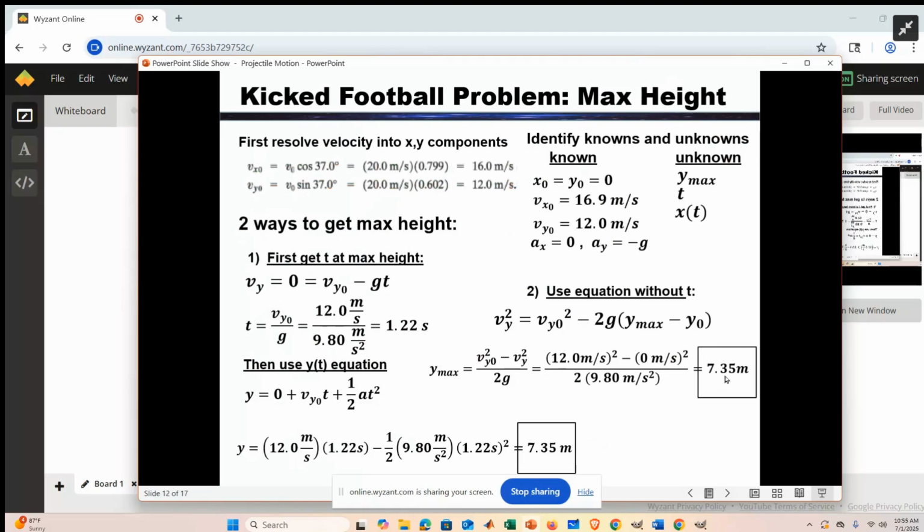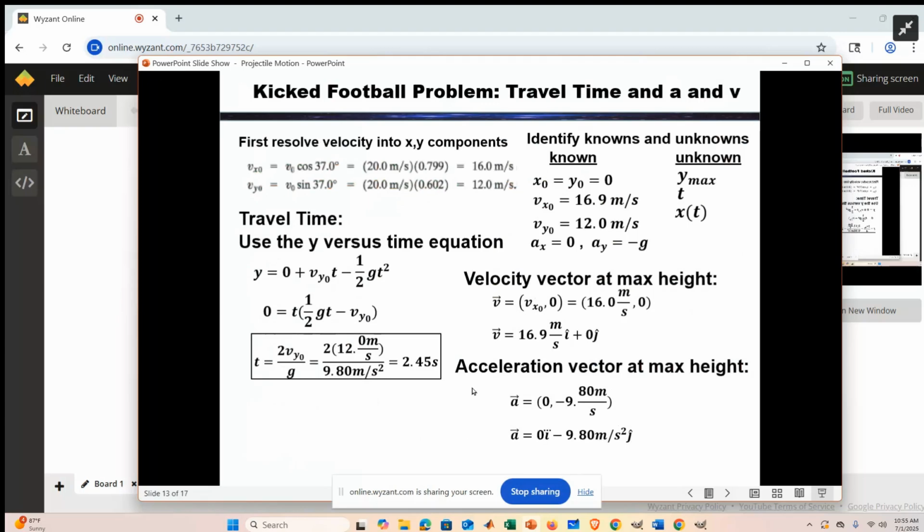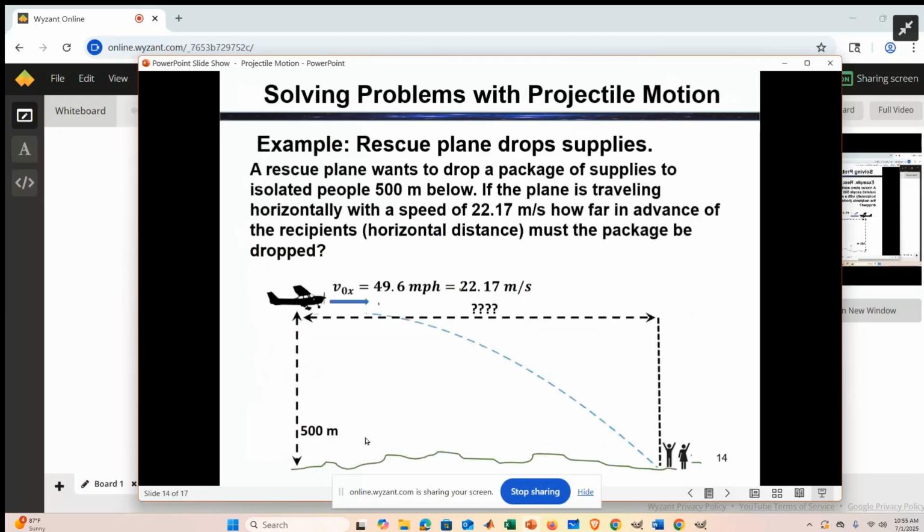It's nice to be able to do it two ways, because you can compare this answer with that answer. And if you get it both ways, you know you probably got the right answer. And you can look at this yourself, how to go through finding out what the travel times and all those kinds of things are.